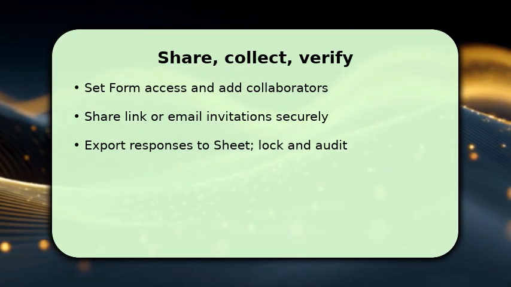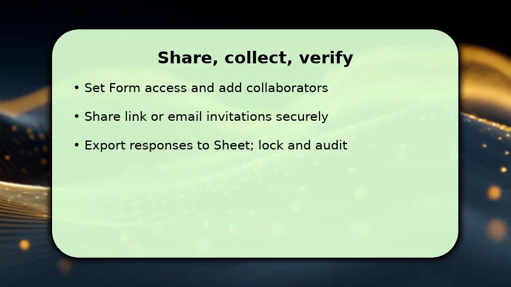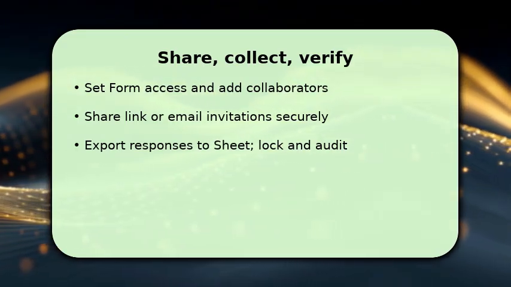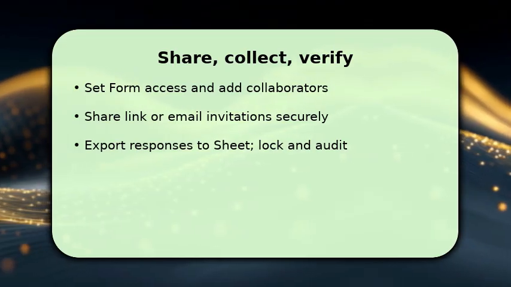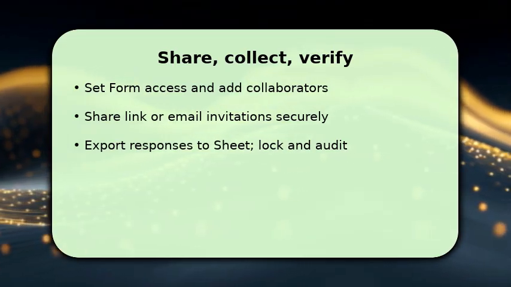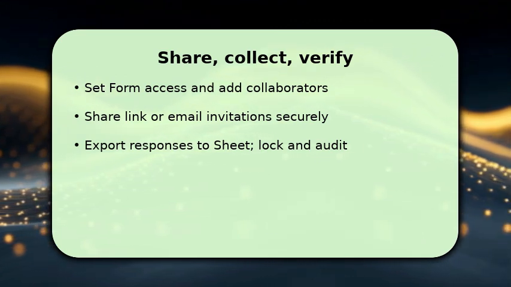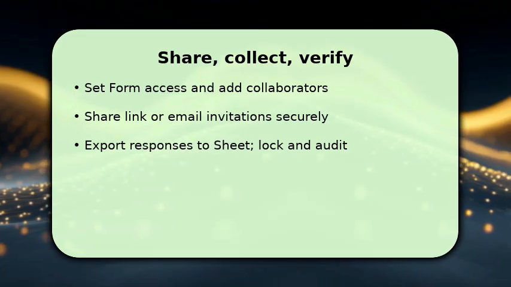After voting closes, export responses to Google Sheets and run a quick audit. Remove duplicates, verify ID, and mark provisional cases. If something goes wrong, check form settings and the Sheets filters first. Often miscounts stem from incorrect response validation or duplicate entries.